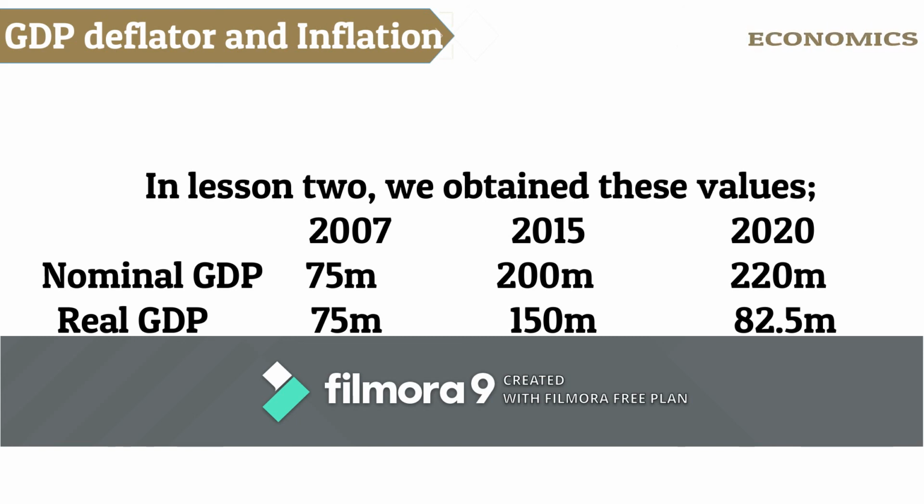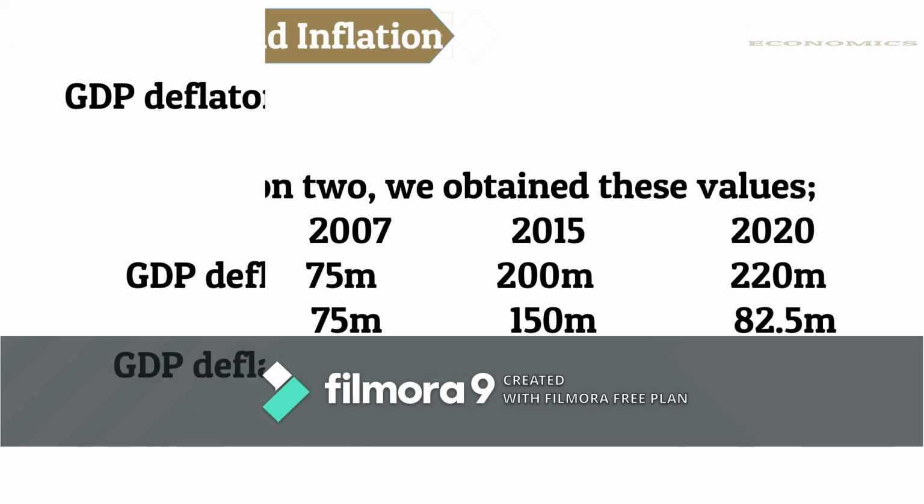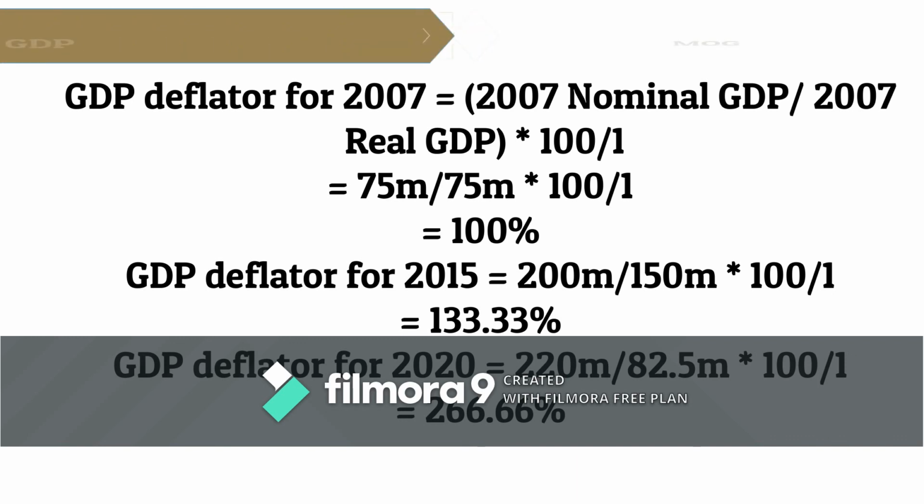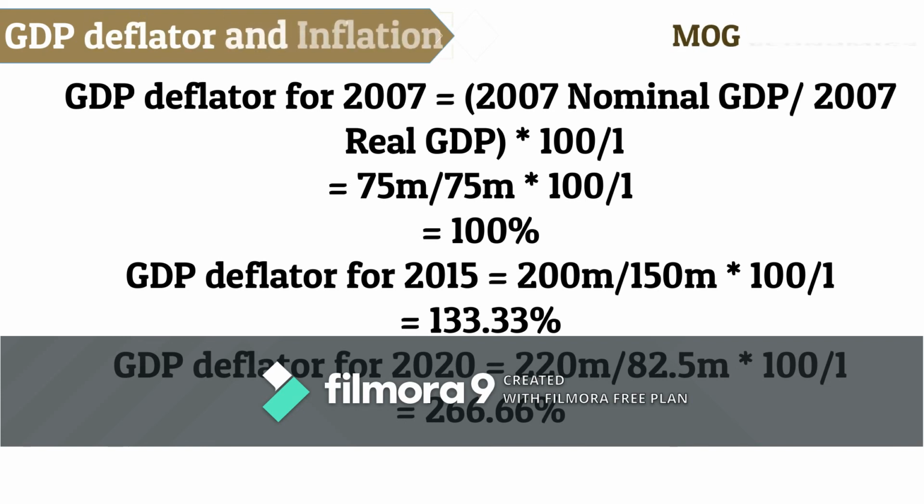GDP deflator in 2007. GDP deflator is simply calculated as the nominal GDP over real GDP times 100 over 1. Again, the nominal GDP for that year over the real GDP of that year multiplied by 100 over 1. Therefore, the GDP deflator for 2007 equals 75 million divided by 75 million times 100 over 1. That is equal to 100%.